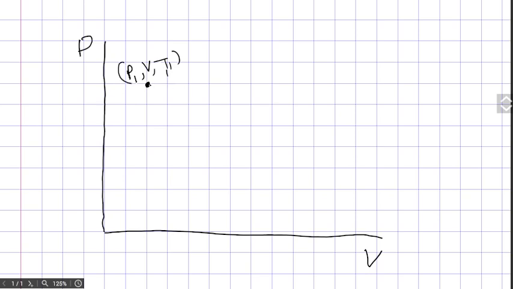Suppose some gas is here, it has certain P1, V1 and T1 conditions. Now suppose you want a constant pressure change, so this process will go like this, pressure is constant. Or suppose for a constant volume process, your gas is here, so it will go up like this on a constant volume path, and the constant temperature path goes like this.